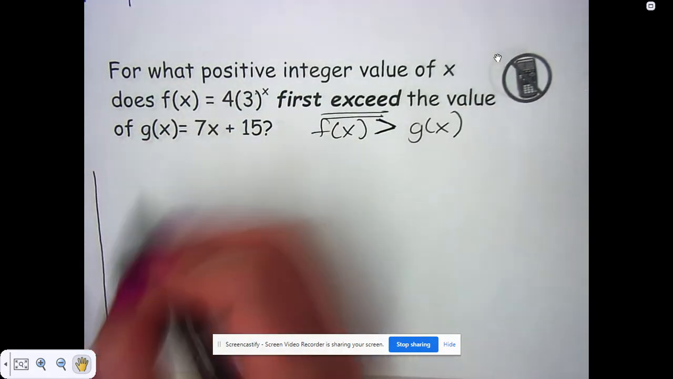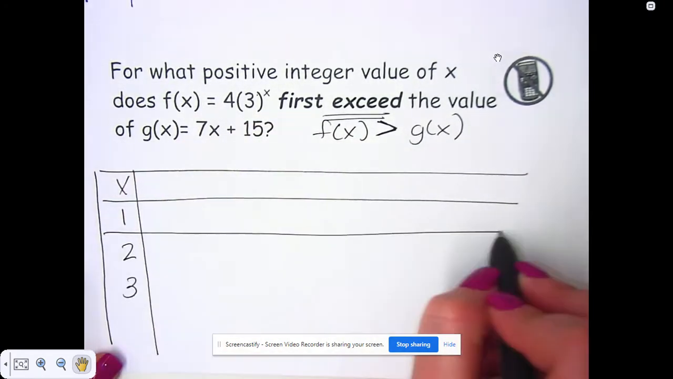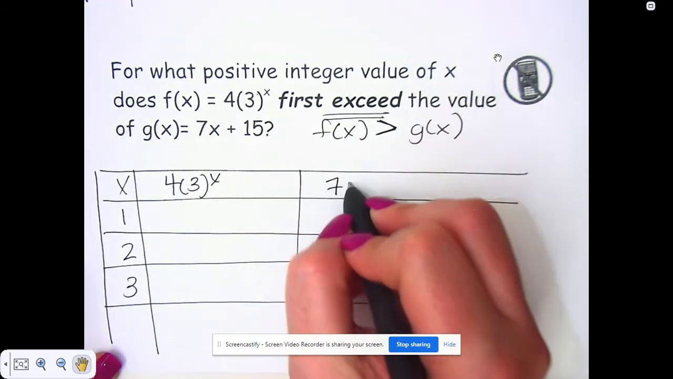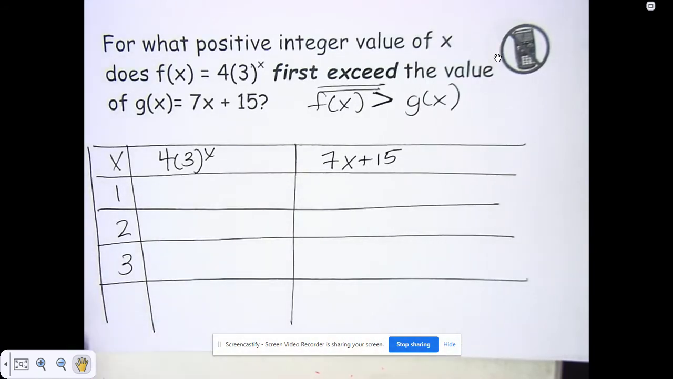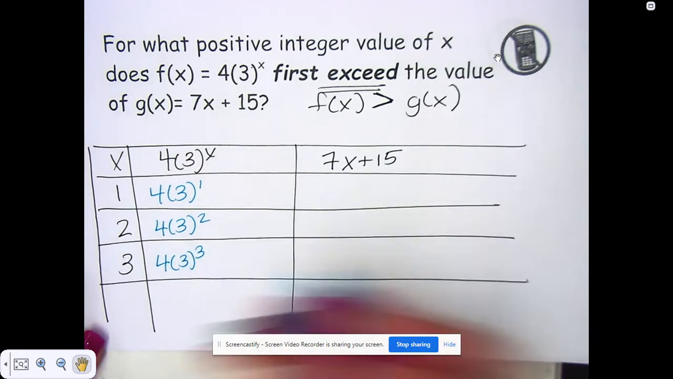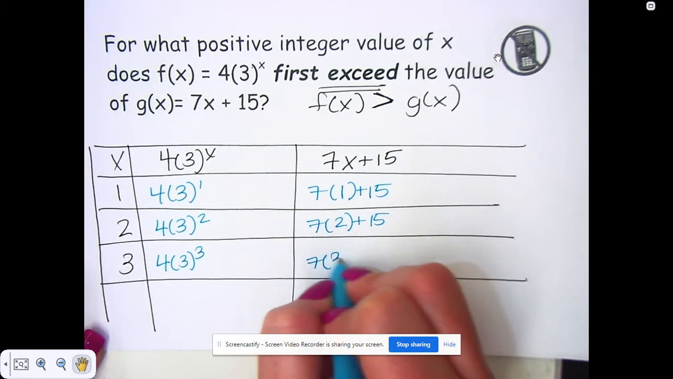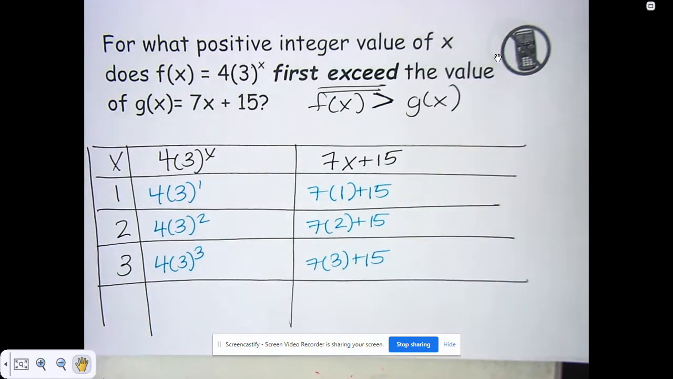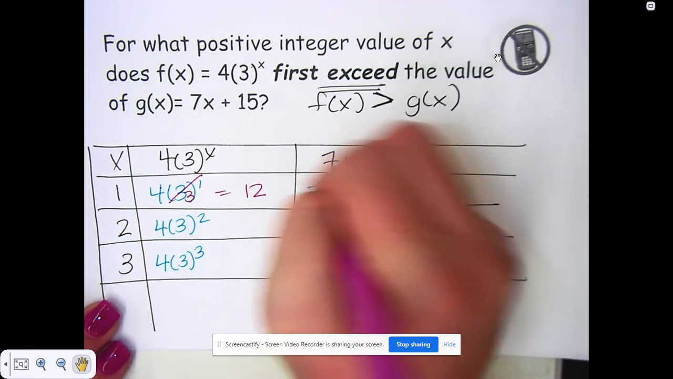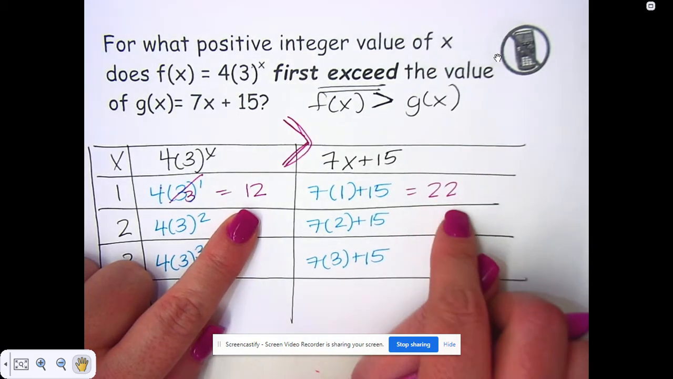So we're going to do the same thing. I'm still going to do the table. Okay, still going to plug in my x values. And then I'm going to evaluate. So 3 to the first is 3. 3 times 4 is 12. 7 plus 15 is 22. So remember, I need the first one to be larger than the second one. So 12 and 22, 12 is not larger than 22.